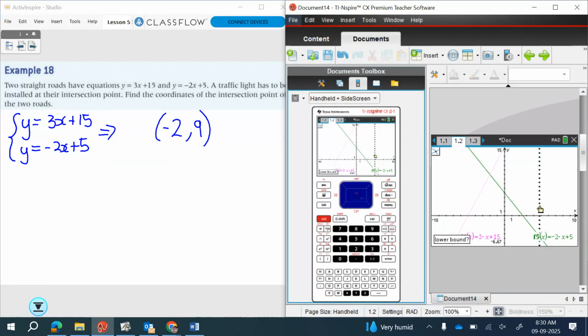We have this lower bound, upper bound strategy. So you have to go to the left of where it occurs, press enter, and then go to the right of where it occurs, press enter. And it will give us the point of intersection.